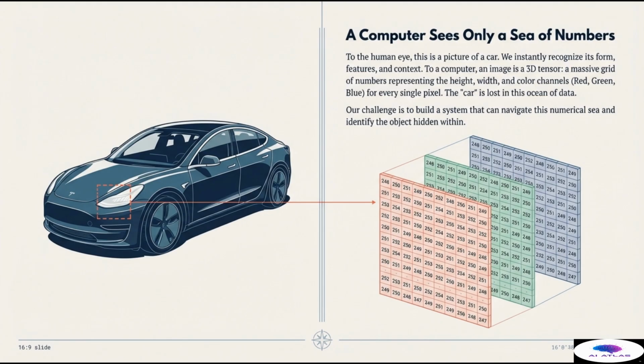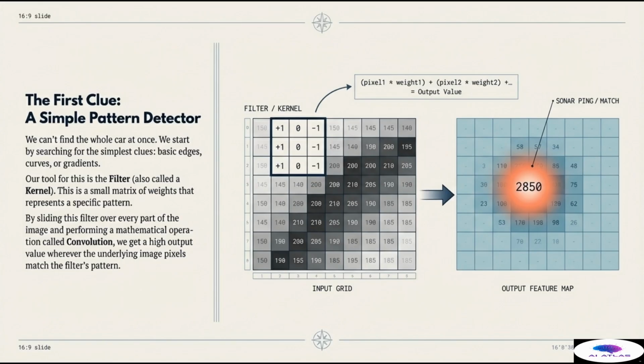This is where our investigative tools come into play. We can't expect to find the whole car immediately. Like any good investigation, we must start by searching for the simplest, most fundamental clues. This means hunting for basic patterns, such as vertical edges, slight curves, or color gradients. Our primary investigative tool for this task is the filter, also commonly referred to as the kernel.